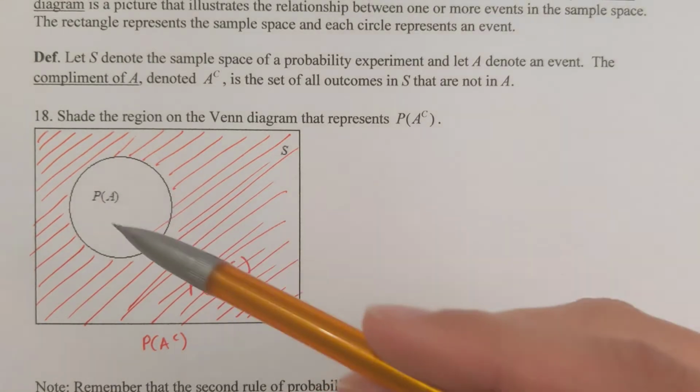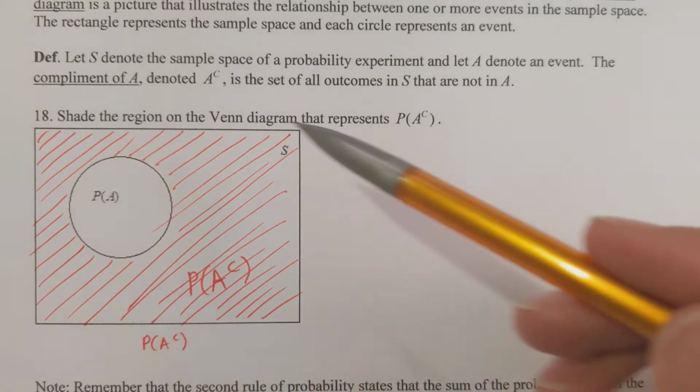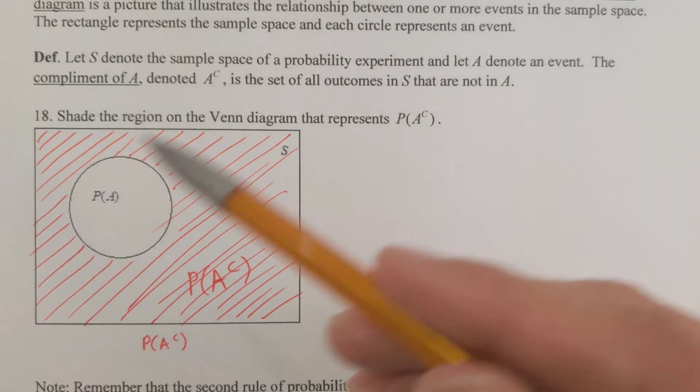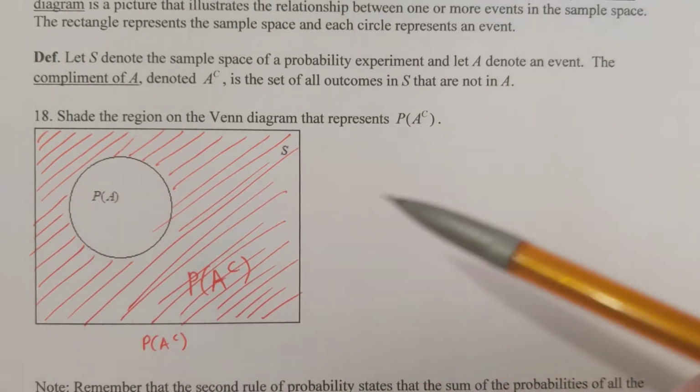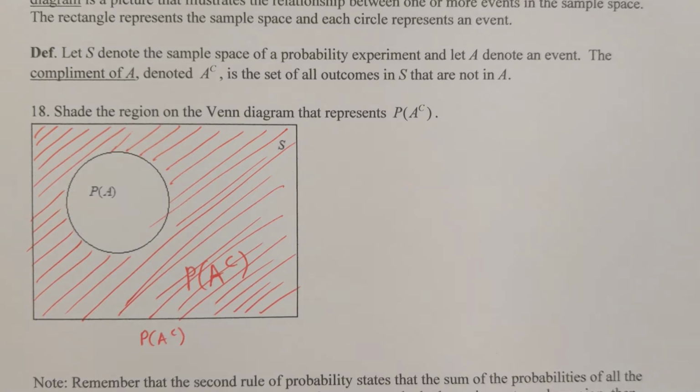So here's the probability of A. Anything that's in A is going to be in this circular region. Okay, here's the sample space. Anything that's outside of set A, I'd shade. Okay, and that shaded region would represent the probability of A complement.